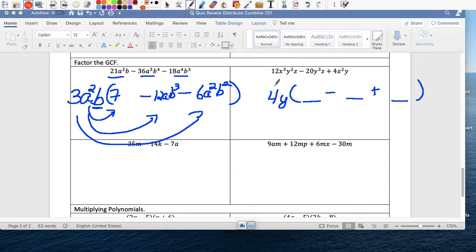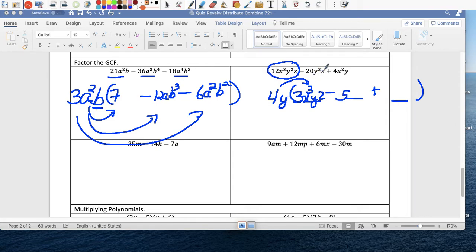So 12 divided by 4 is 3. X cubed, right? Because we need an x cubed. We need a y squared, so we're only going to put a y, z. And again, double check. Does this give you that? 4 times 3 is 12. X cubed, y times y is the y squared, z. Good. 20 divided by 4 is 5.